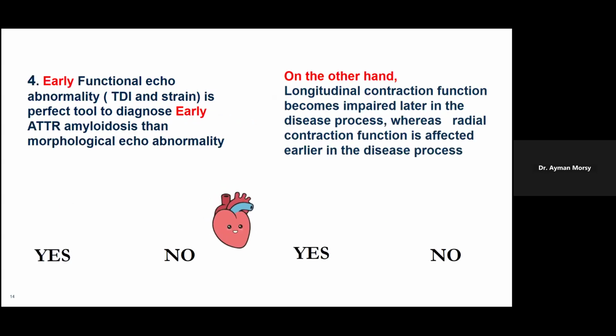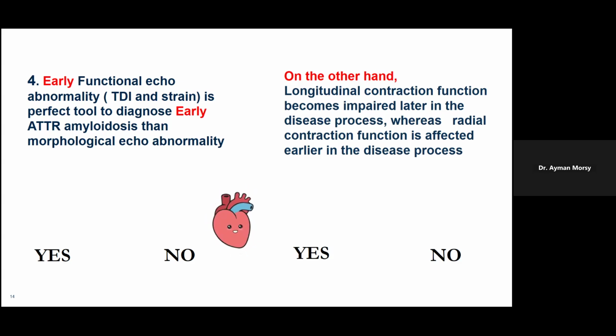This is a very nice picture. Early functional echo anomalies, meaning tissue Doppler and strain, are a perfect tool to diagnose early ATTR amyloid rather than morphological echo abnormality, yes or no? Meaning tissue Doppler and strain are earlier signs than LVH. Do you consider this right or not? Definitely yes. So diastolic failure or diastolic echo parameters like tissue Doppler imaging and strain are a perfect tool to diagnose early ATTR rather than LVH, meaning morphological echo abnormality.